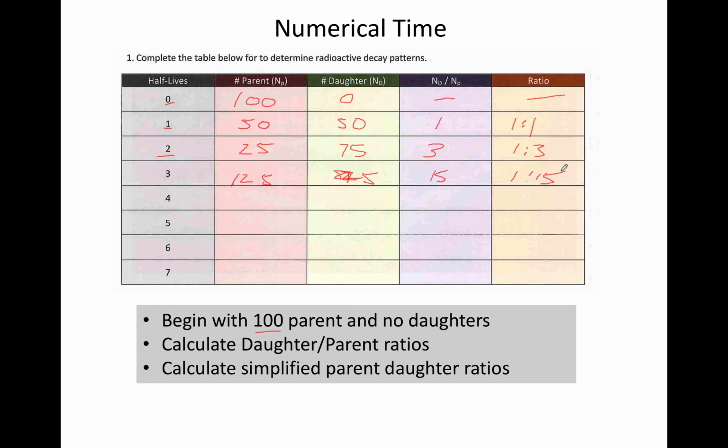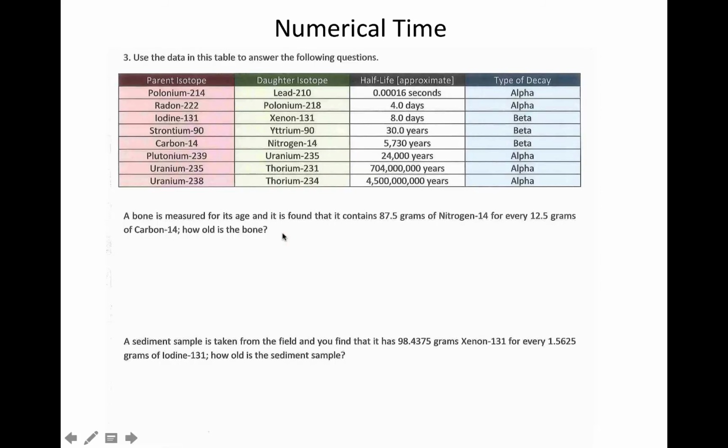So you can take this all the way down, splitting this parent in half, adding the stuff that you subtracted. In this case, we're down to about 6.25. You'd add it over here to 87.5 and put that in this box. And then move to the right, calculate your daughter-parent ratio, and then your ratio, which really turns out to be of parents to daughters instead of daughters to parents.